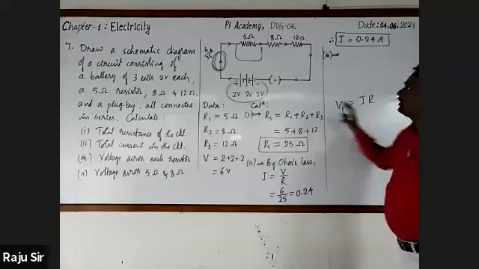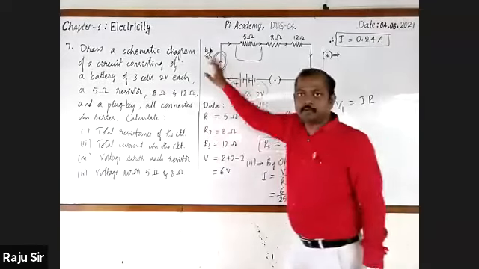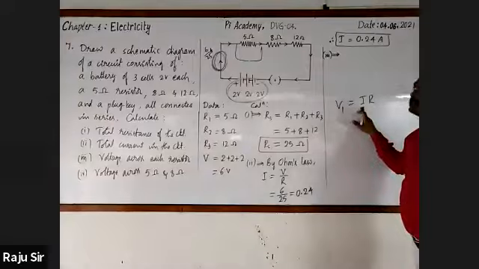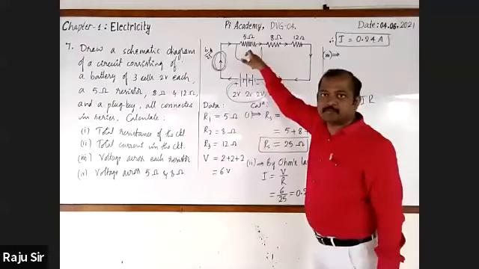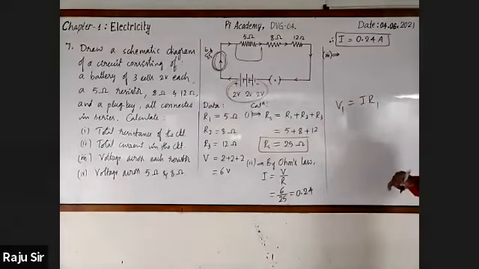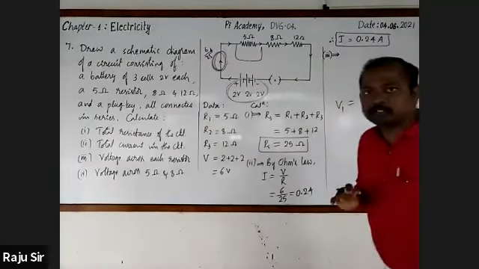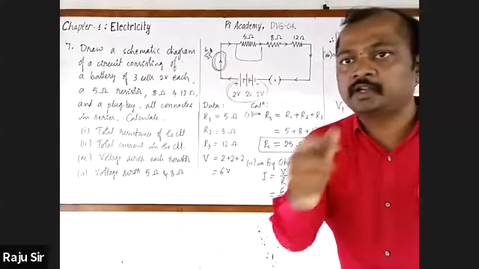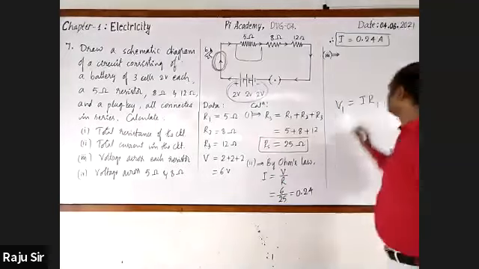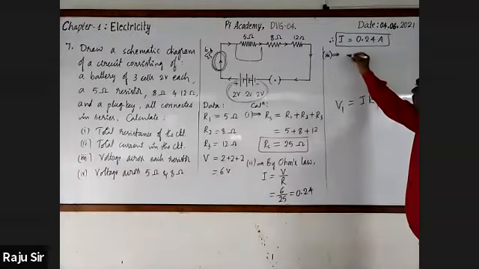Then the same amount of current is flowing. I'll write this as it is. And we are going to find out the voltage across 5 ohm. This is the first resistor. We can write R1. Hope that you all have understood. Understood? Okay, good.